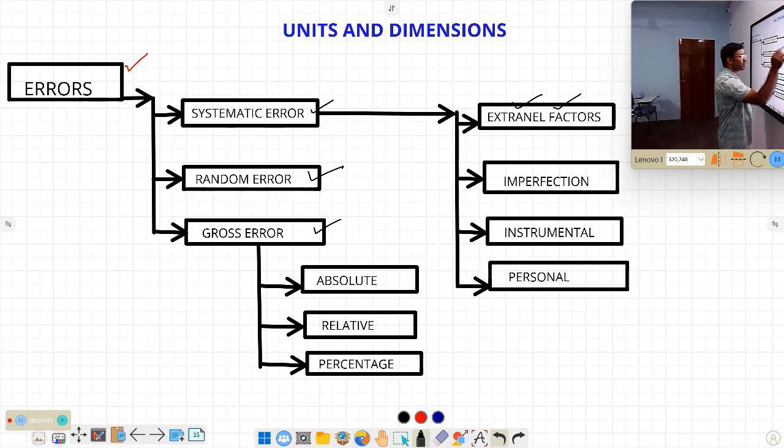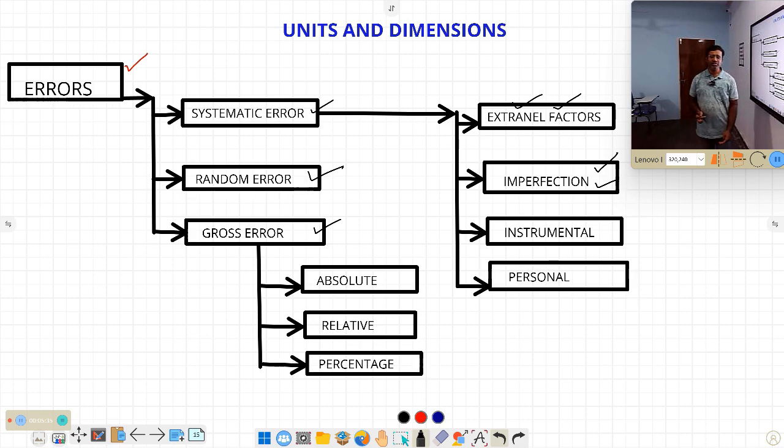Next, in systematic error, we have imperfection error. What is imperfection? I'm measuring this one, having 15 centimeters. While you are measuring, if you measure it as 14 centimeters, 14.5, 14.6, I'm unable to measure it accurately. That measurement is not a perfect measurement. So that is called imperfection errors.